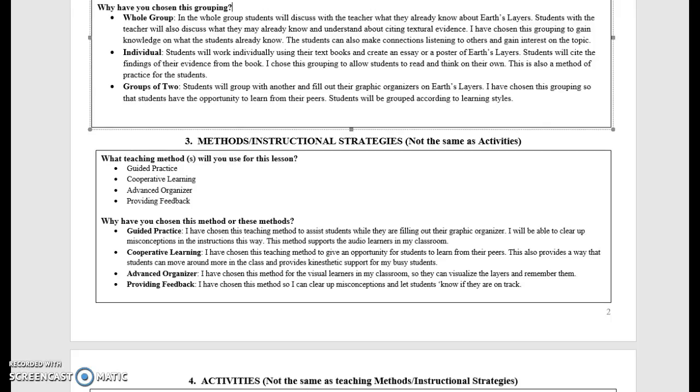Cooperative learning. I have chosen this method to give an opportunity to students to learn from their peers. This also provides a way that students can move around more in the class and provides kinesthetic support for my busy students. Advanced organizer. I have chosen this method for the visual learners in my classroom so that they can visualize the layers and remember them. Providing feedback. I have chosen this method so I can clear up misconceptions and let students know if they are on the right track.